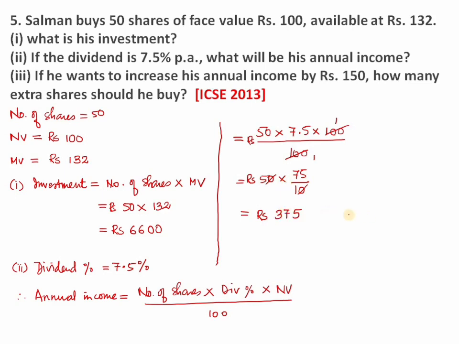So this much is going to be Salman's annual income, if the dividend percent is 7.5% per annum. I don't have space to do the third part, so you may quickly note it down so that I can do the rest of the work on the same space. So pause and note it down.